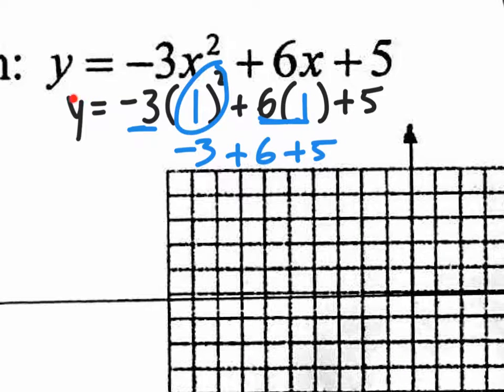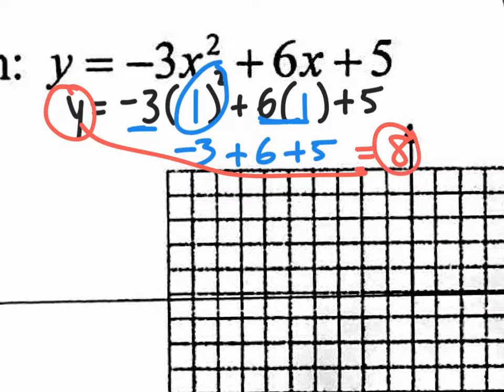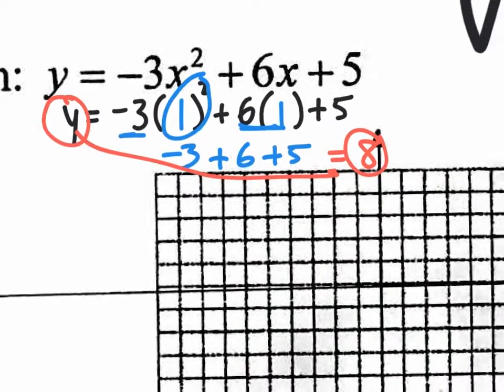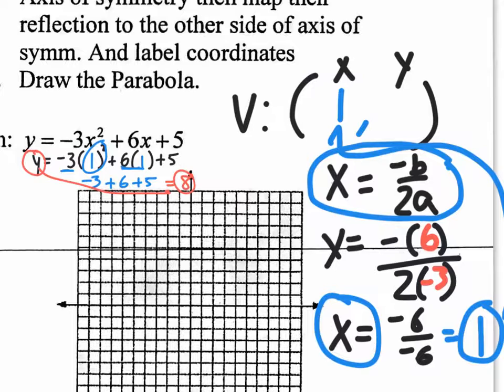You should be able to find out your y value right there. After all, it says y equals, what does y equal? What's negative 3 plus 6? That's 3. What's 3 plus 5? 8, right? So the final answer is 8. So my y value is 8. So my y value of my vertex is 8. So ladies and gentlemen, I have my vertex, 1, 8.